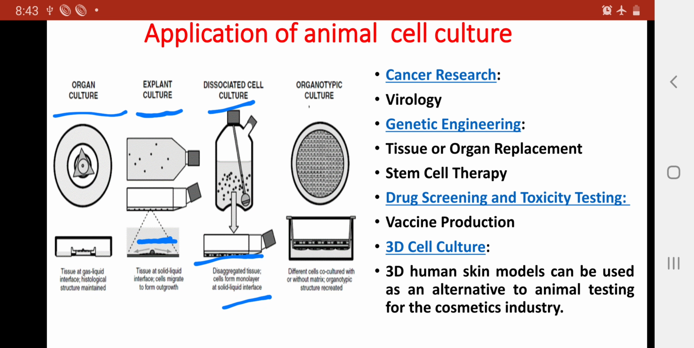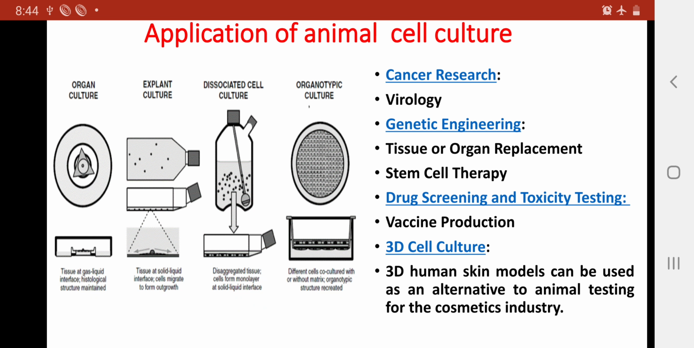Then we discuss organotypic culture. Organotypic culture is a co-culture of different cells. In this culture, without matrix or with matrix, the cells form the organ structure, recreated. Okay, now we have discussed all these things.